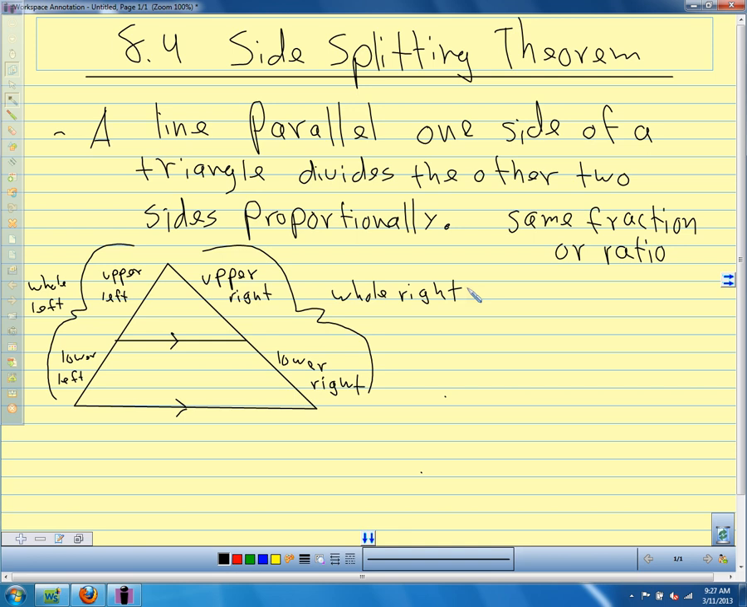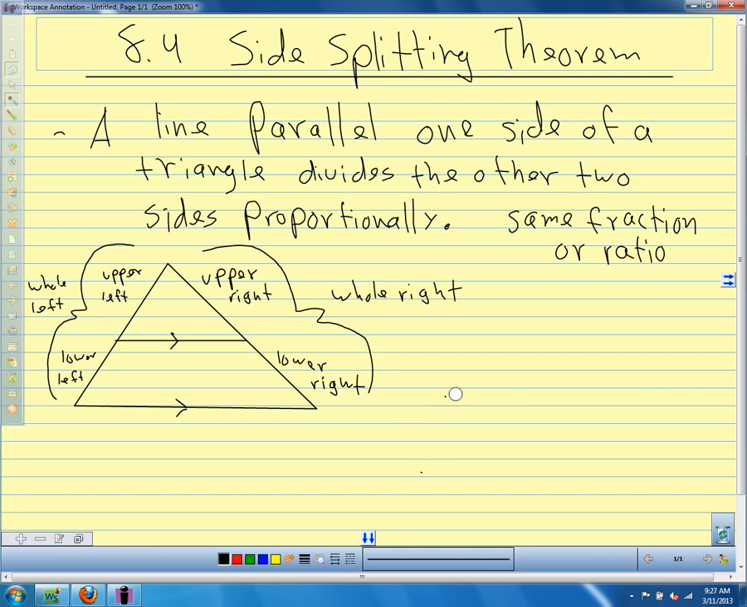And I'm going to use abbreviations here when I write my proportions. So WL means whole left, UL means upper left, LL would mean lower left, and so on. So we don't have to keep writing that. So these are our parts of our triangle. The side splitting theorem says this parallel line divides these two sides proportionally. Side splitting theorem gives us a whole bunch of proportions. So I'm just going to write a few of them here.